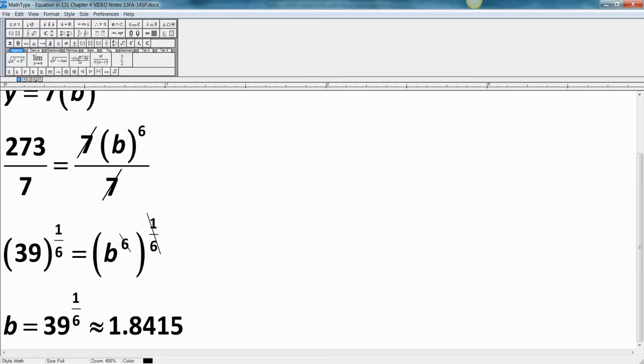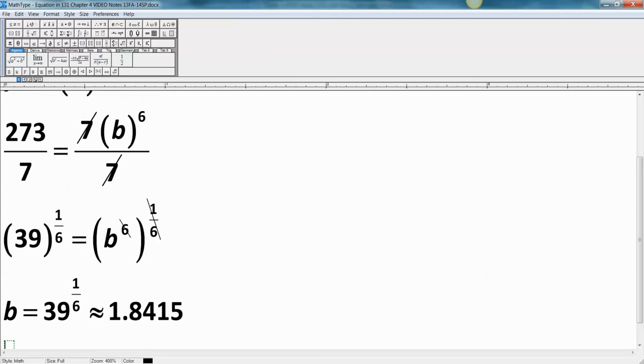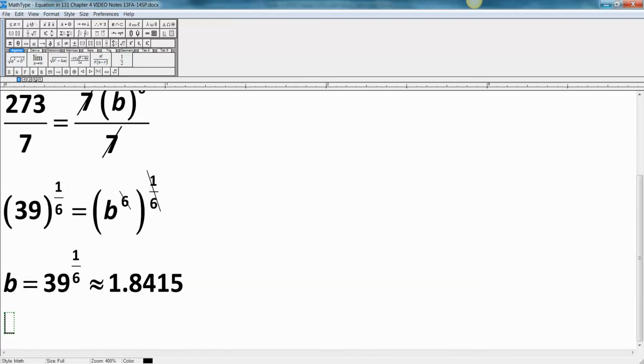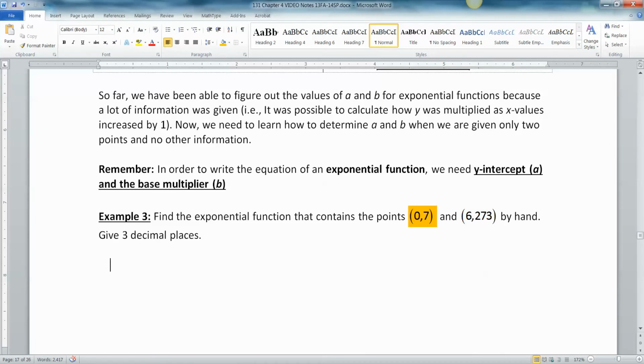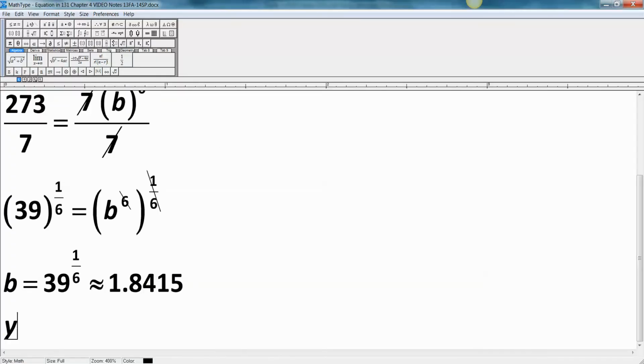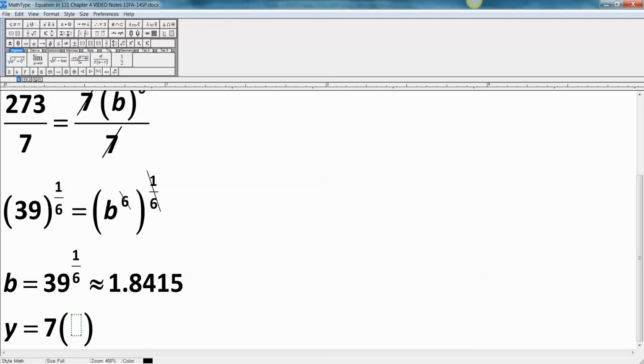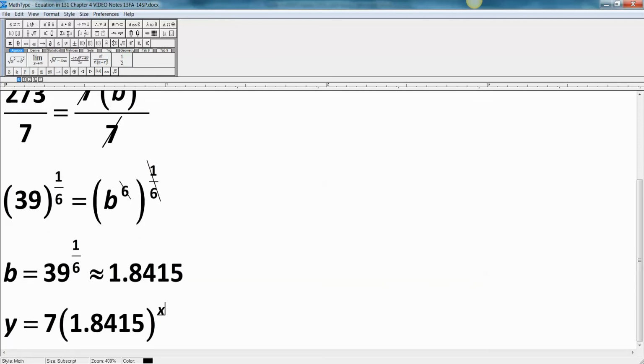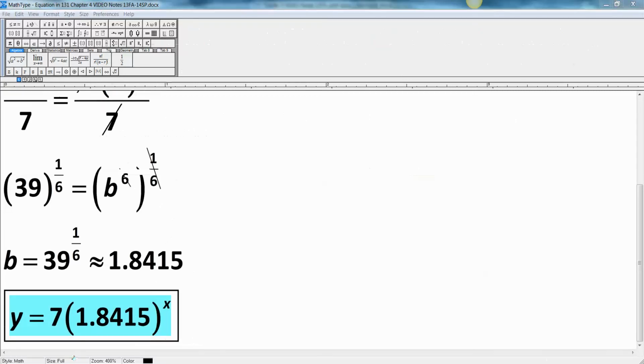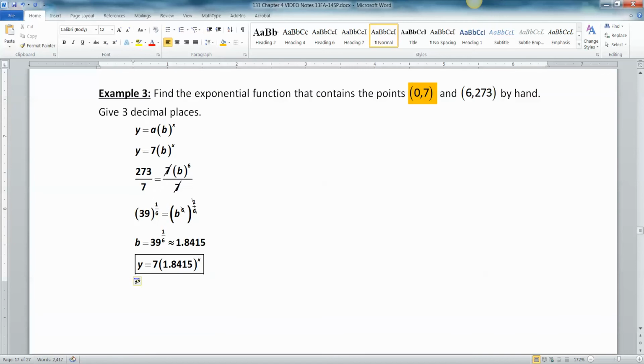1.8415. Okay, so that means we have our equation. We know that it's y equals 7 times 1.8415 to the x. And there's our final result. And there's all that work to get there.